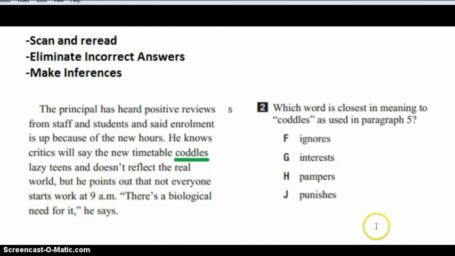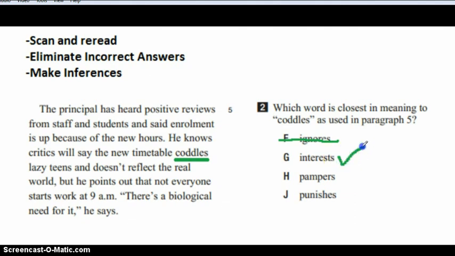So when I look at the way that it's used there, I look at ignores and I think, well, if it's used in that sense, it doesn't really seem to make sense. So I could probably go ahead and eliminate ignores, because even if I put it in there, say the new timetable ignores lazy teens, it seems kind of negative to say that all teens are lazy, but I don't really think that works. Maybe interest.